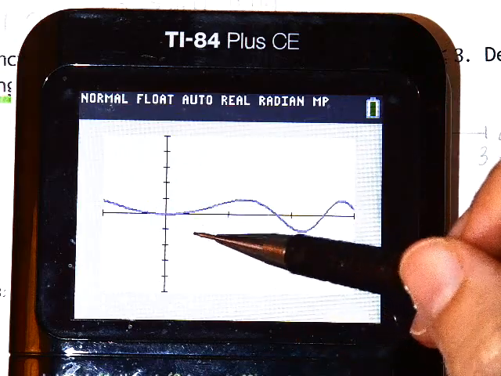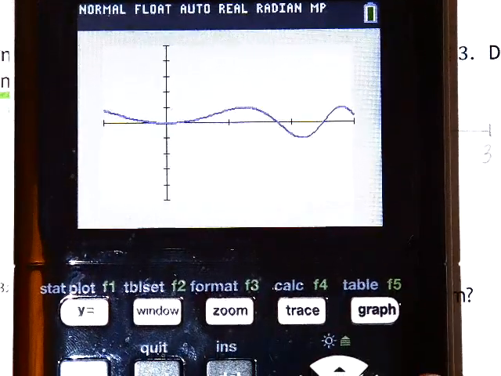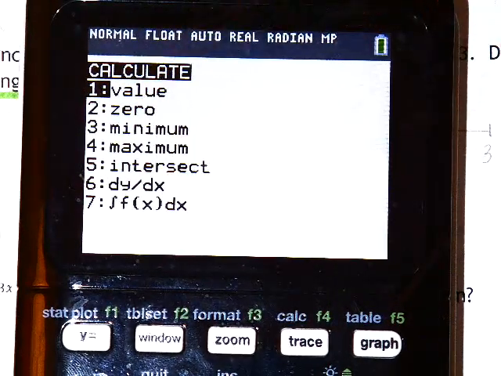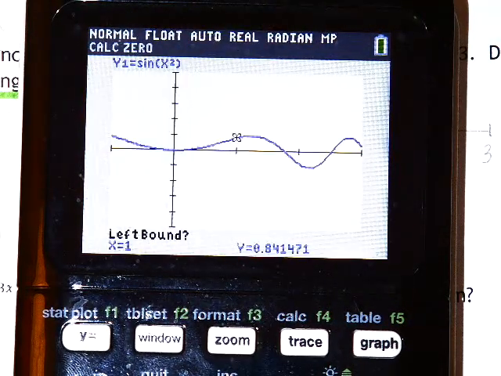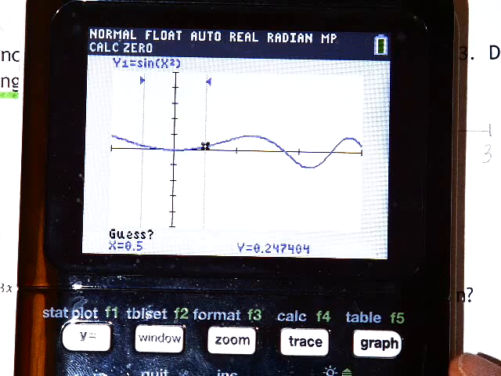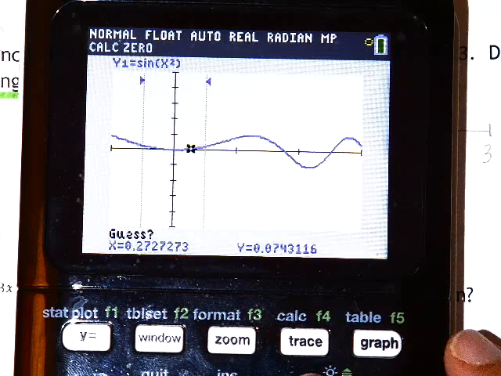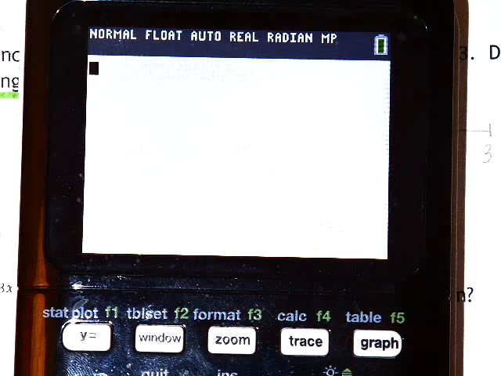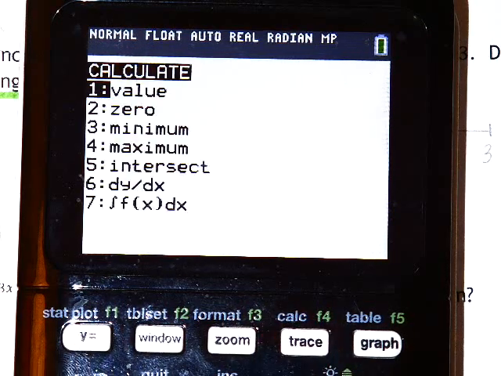We don't have that luxury on a graphing calculator, but if you use the second calc option and go down to option 2, the zero function, you can do the left bound, which I can just type in. You can do a right bound, and you can kind of guess where it's close, and it will give you an actual value.